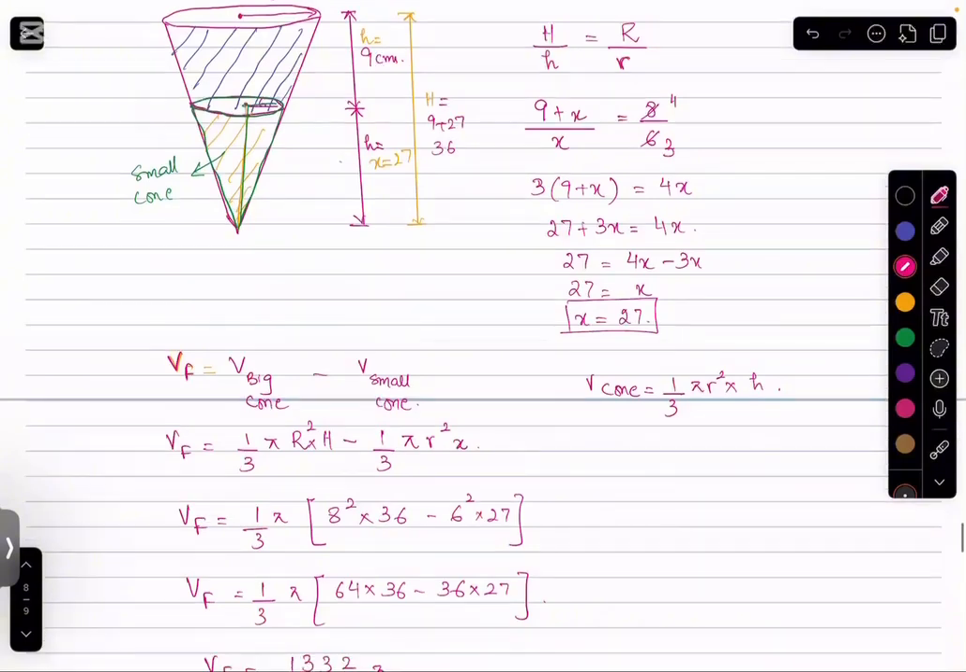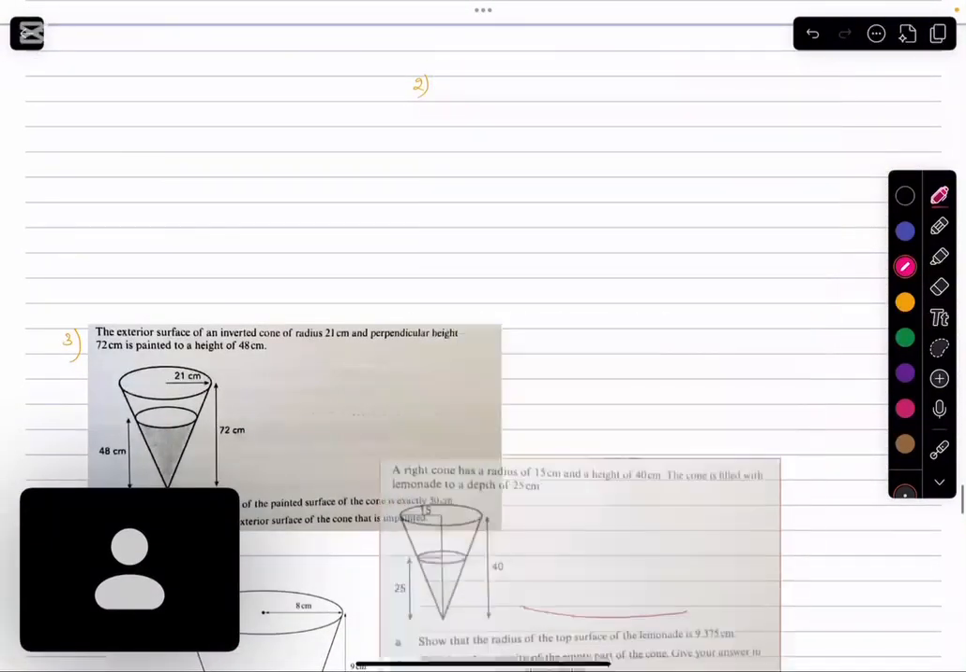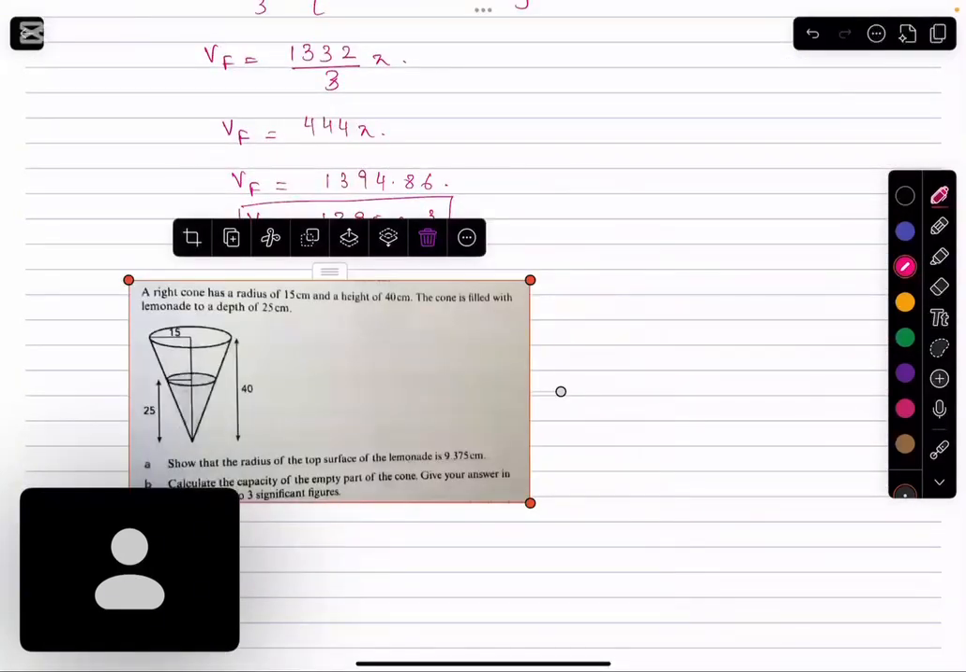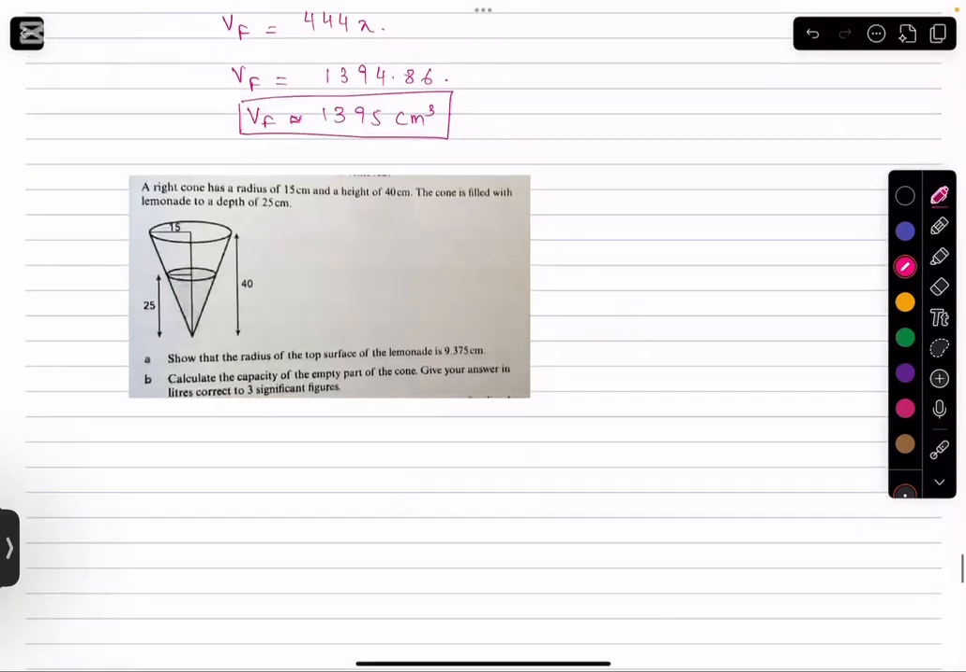And again, moving to the next question here, that is also for frustum. Then we will do the questions quickly so that we can resolve more questions. Let's do it quickly. A right cone has a radius of 15 centimeters and a height of 40 centimeters, and the cone is filled with lemonade to a depth of 25 centimeters. So we have lemonade up to the depth of 25 centimeters, meaning this is your lemonade here.